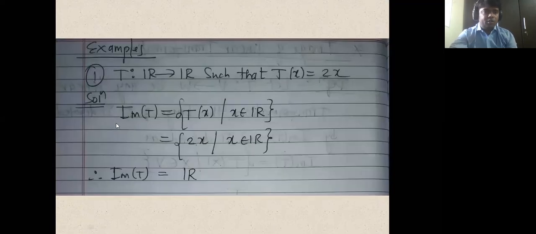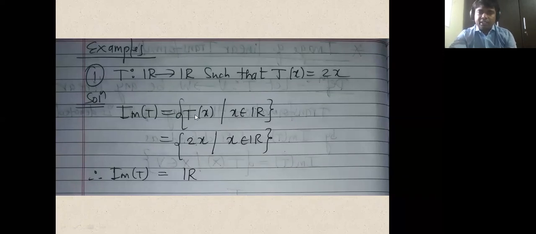So, exercises to compute image. The first exercise: if T is from R to R such that T of x is equal to 2x, this is our definition of taking values from domain to codomain. X goes to 2x. We have to find out the image of this mapping. Image of T is, by definition, T of a vector in the domain, so T(x) such that x belongs to R.